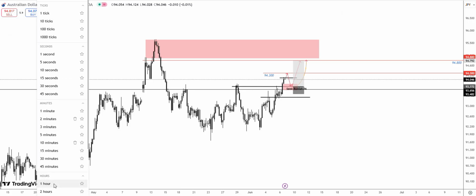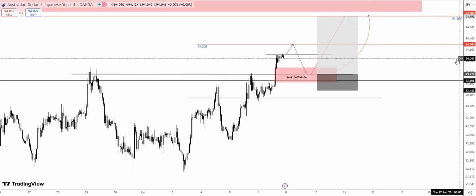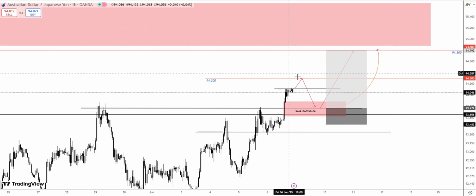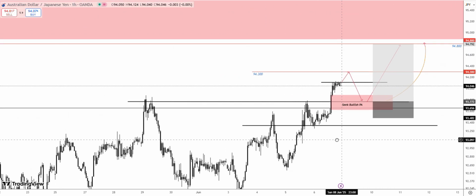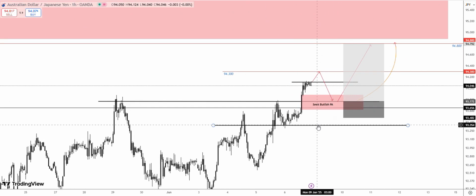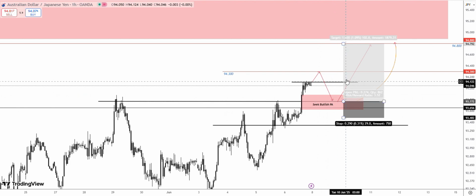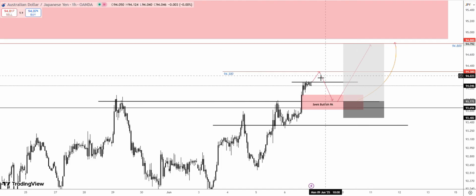So let's drop down to the 1 hour. So currently, as I've explained in the Telegram group, I've given a detailed analysis. We're expecting price to retest this fair value gap and then present bullish PA, and then from here take it to the upside of 94,300, then 94,800.